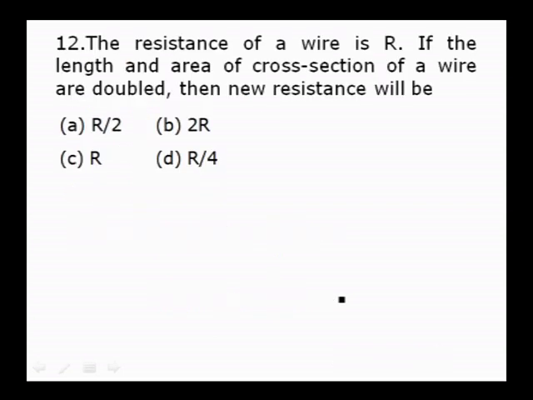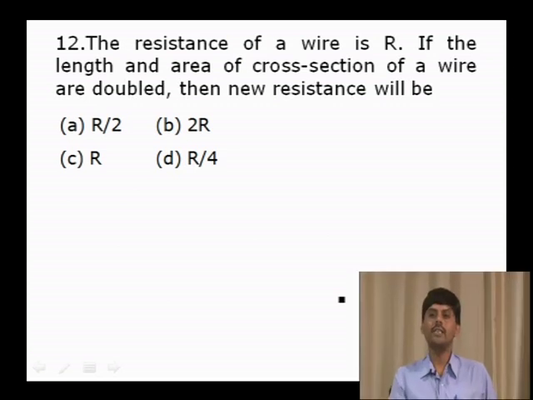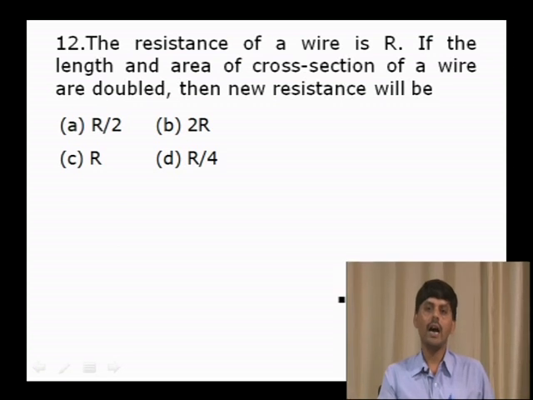Question number 12. The resistance of the wire is R. If the length and area of cross section of the wire are doubled, then the new resistance will be A, R by 2, B, 2R, C, R, D, R by 2.